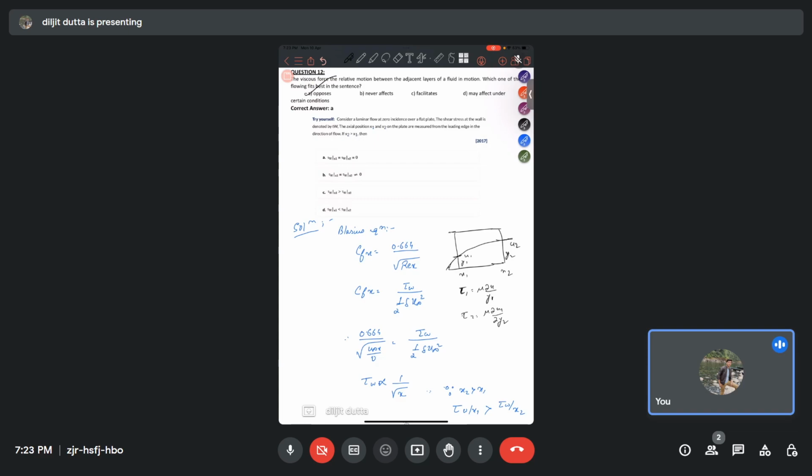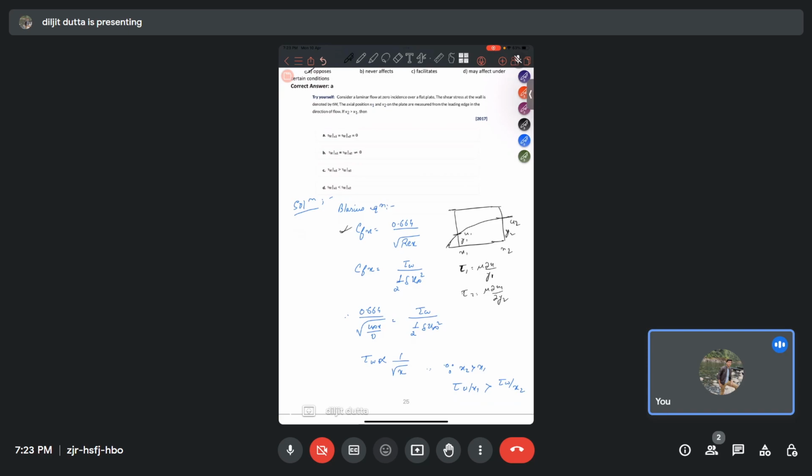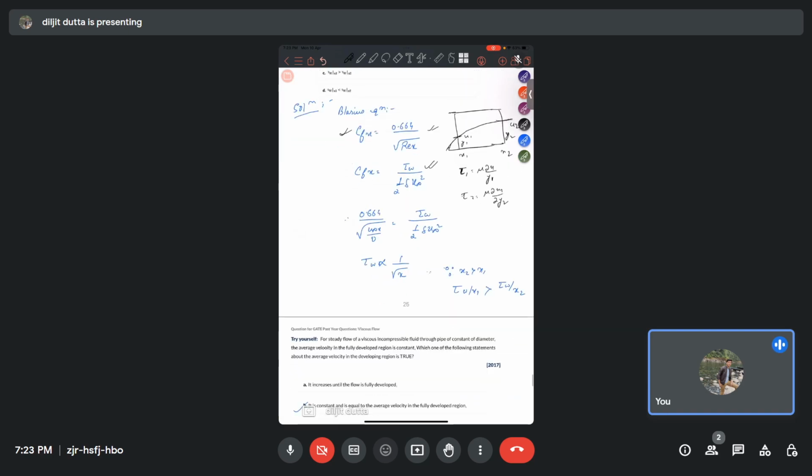The Blasius equation denotes that the shear force coefficient is 0.664 by root Re x, and this can also be written in terms of tau W by half rho U infinity square. So if we equate both, you will get a relation between tau W and x. So tau W is proportional to 1 by root x. So for x2 greater than x1, tau W at x1 is greater than tau W at x2.